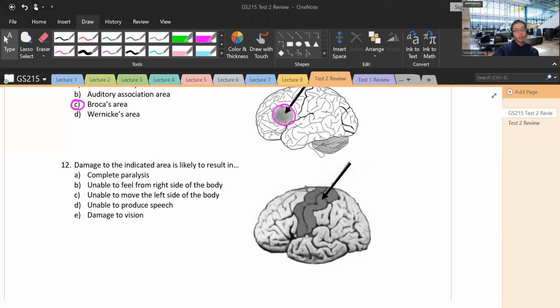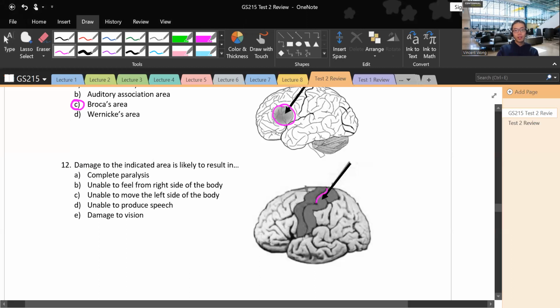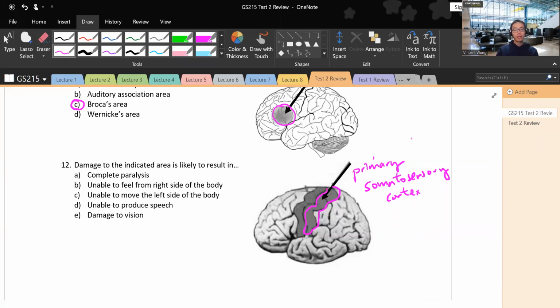All right, so let's finish this question first. Damage to the indicated area. First of all, to know this, you have to know what this area is. This area is behind the central sulcus. It is the primary somatosensory cortex. Does the somatosensory cortex allow you to move, or does it allow you to feel? You have to think about that. It doesn't have the word motor in it, so it allows you to feel things.